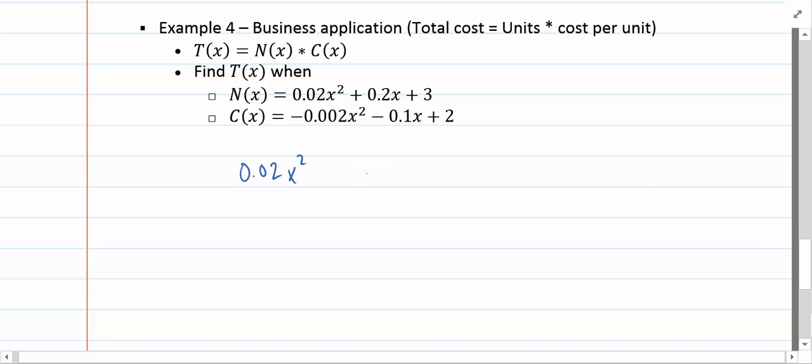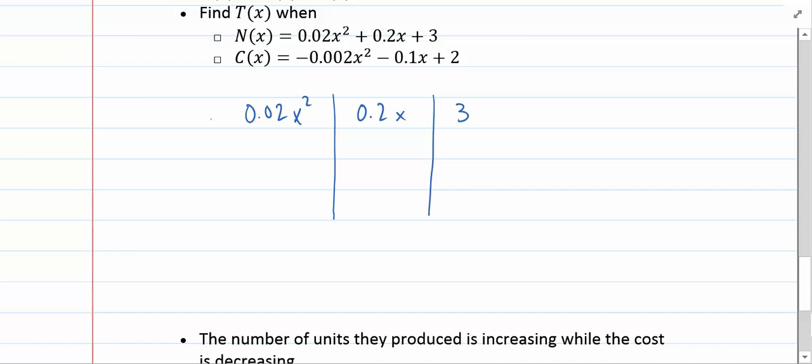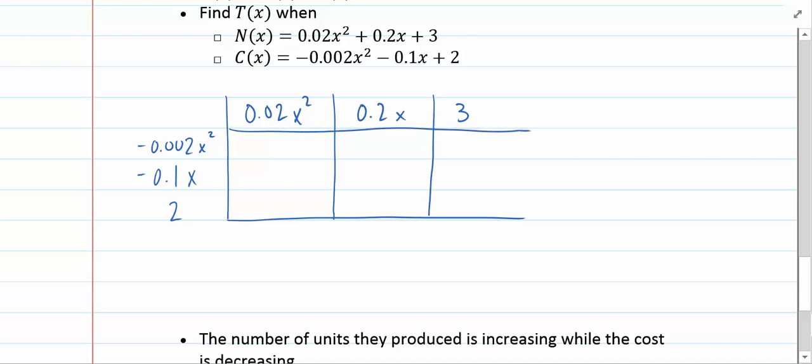0.02x squared, 0.2x, and 3 will be listed along the top row. And along the column, we have negative 0.002x squared, negative 0.1x, and a positive 2. Finish building this table, and then we'll consider the calculations that go into each. Using a calculator off screen, I'm using a handheld here, I'll go ahead and calculate this first row.